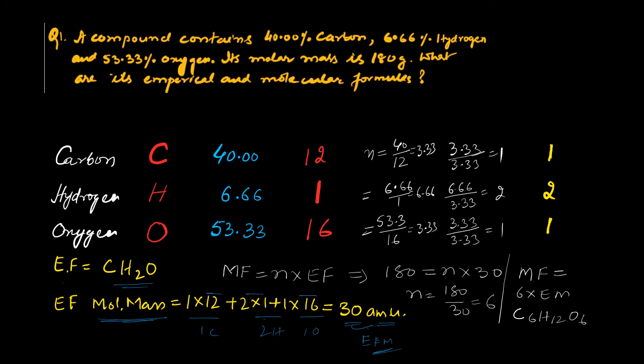And from here we will calculate the N by dividing the molar mass of the compound, which is given, and after that we got N equal to 6, so molecular formula is 6 into empirical formula, and this is our final molecular formula, because N is 6 and we have to multiply this formula by 6. So finally we got this answer.